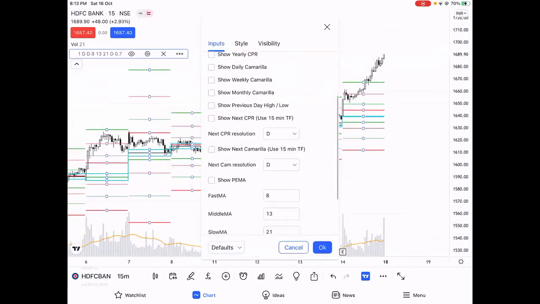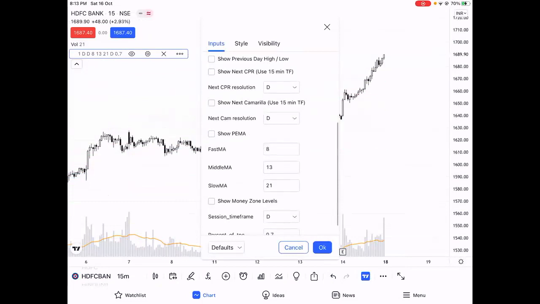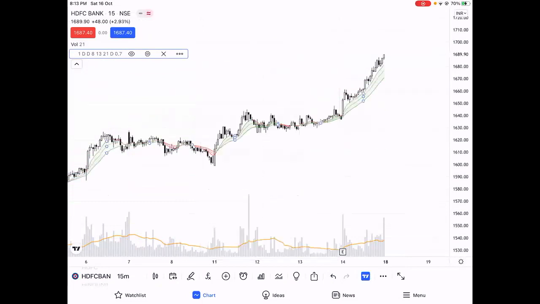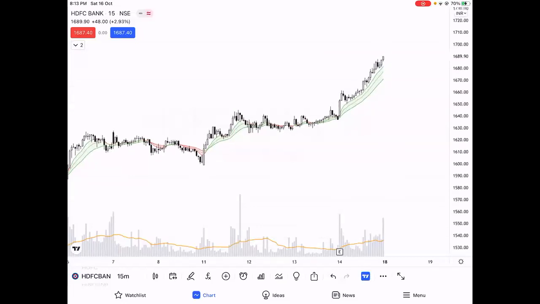So see, this is generally PEMA, right? PEMA is nothing but your pivot exponential moving average, right? It is nothing but exponential moving averages based on pivot calculations, right? So there are generally three sets of PEMA. First is high intensity, medium intensity, and low intensity. Correct? These are the three types of PEMA.